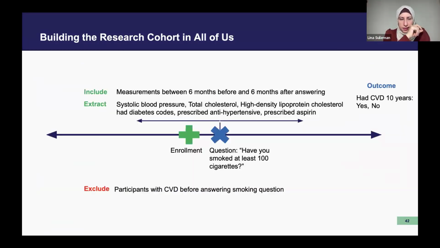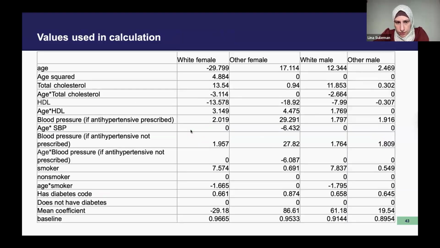Now, what we did, given that question or the survey questions that we had, which asked, have you smoked at least 100 cigarettes, is define that as our time zero. And of course, the participants answered these questions after they enrolled in the program. I apologize for that.